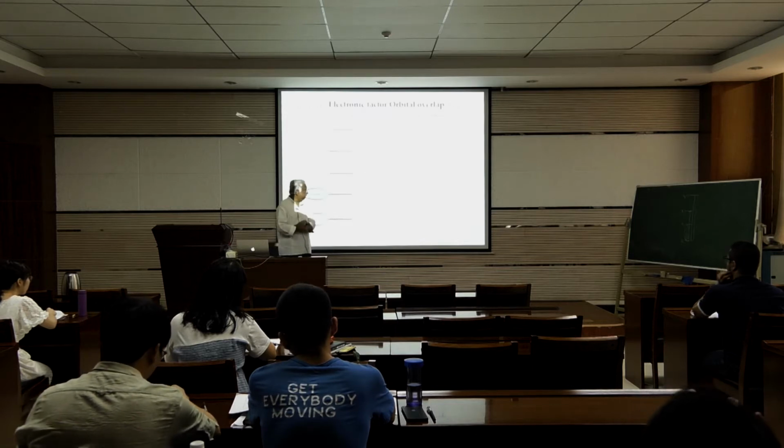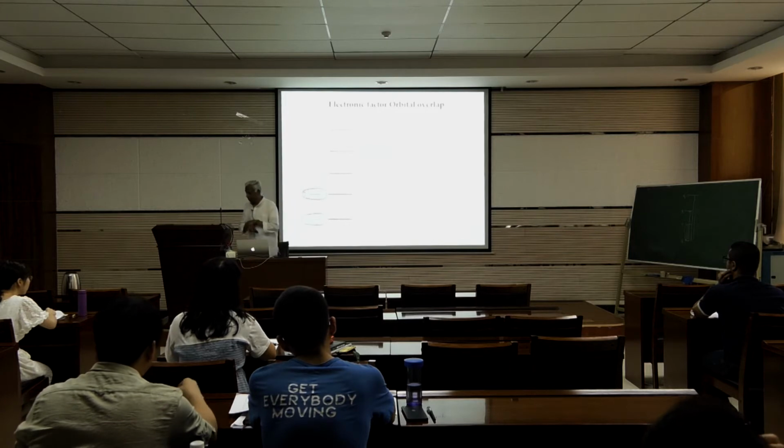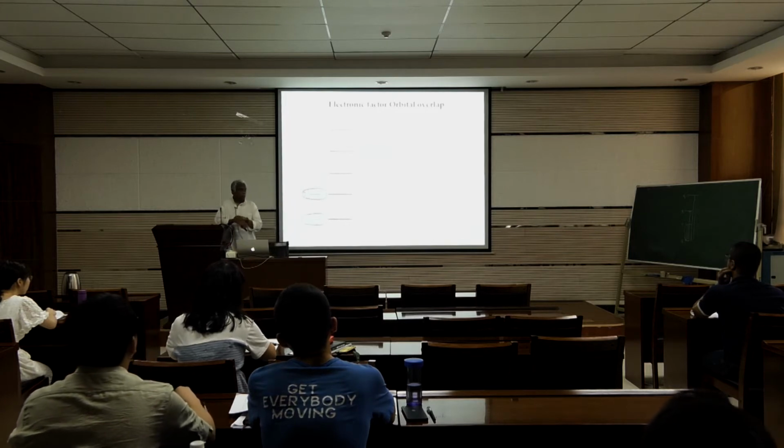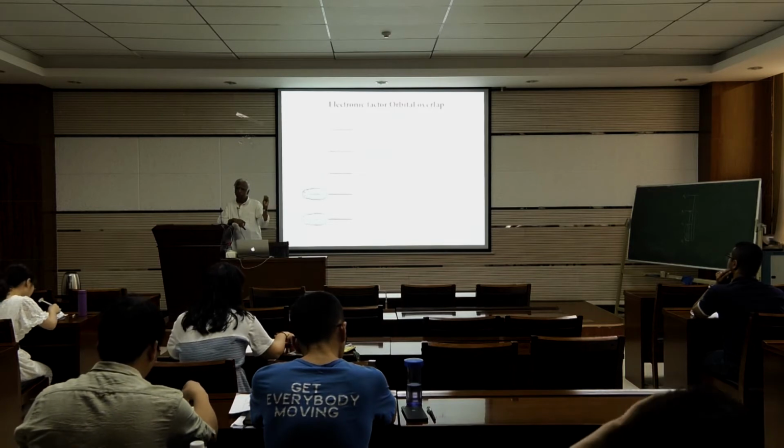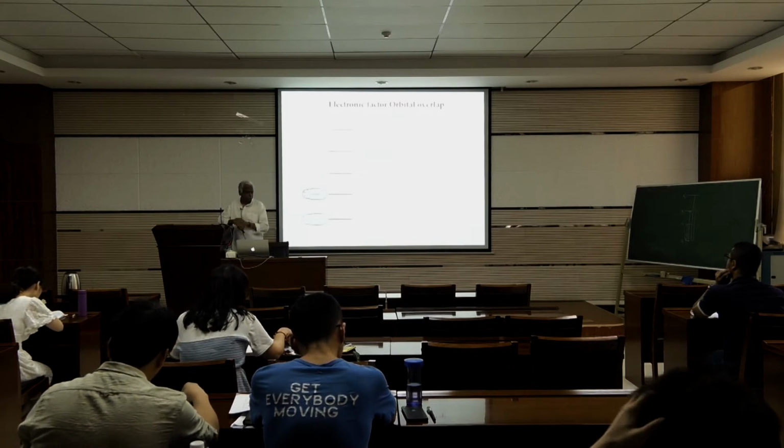Okay? Now, we take here. These types of things are called electronic transitions. That means an electron is moving from one orbital to a different orbital. Whether this electronic transition is allowed or forbidden depends upon the two orbitals in which the electrons are.